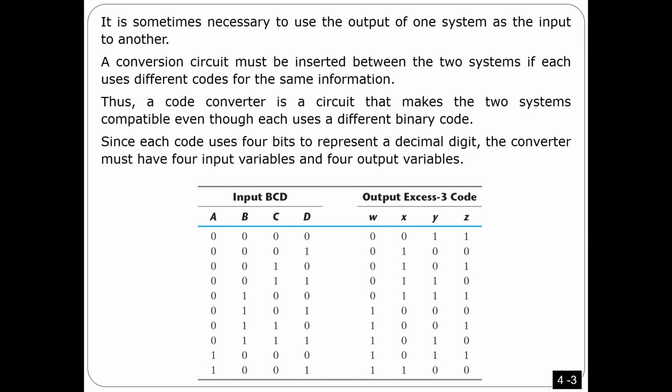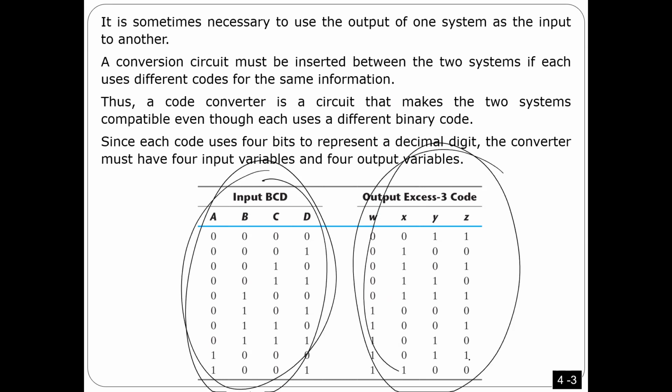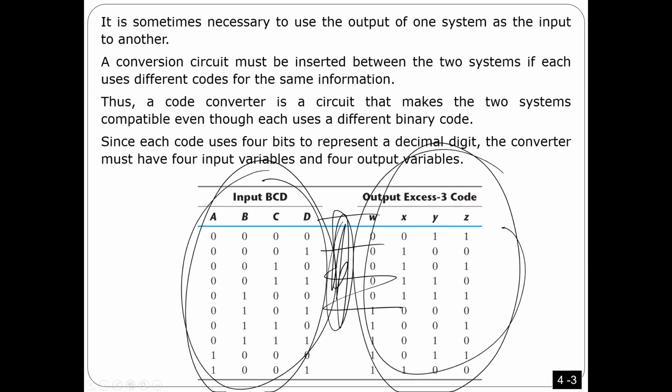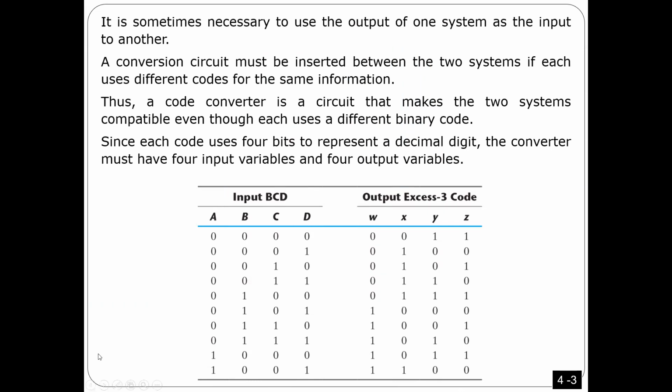So now, as I told you, if I have a system using this code and I have another system using this code and I want to connect these systems together, I need a converter. We need a converter here to convert from one code to another. The code I'm going to teach now is going to convert BCD to XS3. You can redesign the circuit to do the opposite. This circuit doesn't do the opposite, okay?